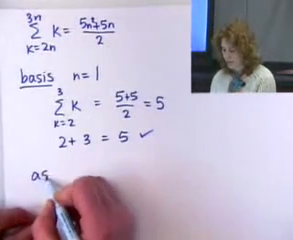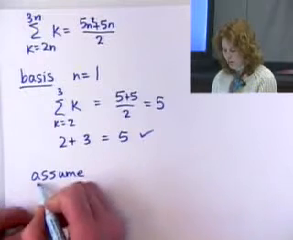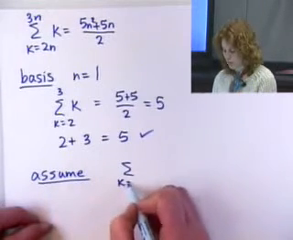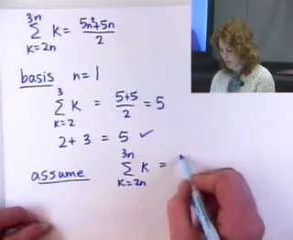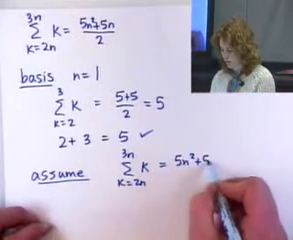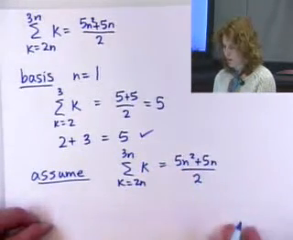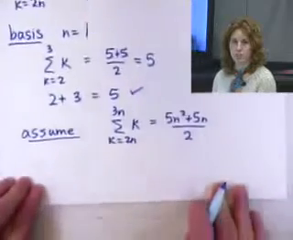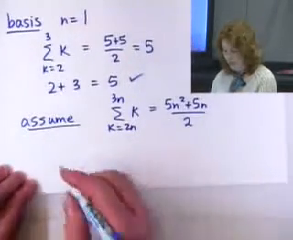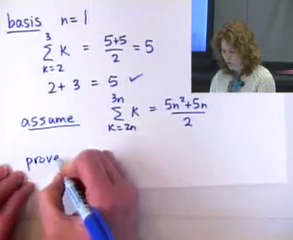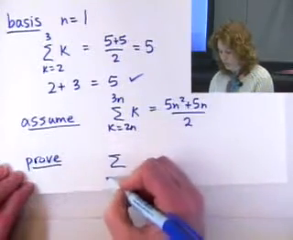Now, as my assumed step, I write down what I'm trying to prove, because I assume it's true up to n. It's important that you write this step so that you know what you are given, and then you have to write the next step, which is to prove, so you know what you're trying to go towards.